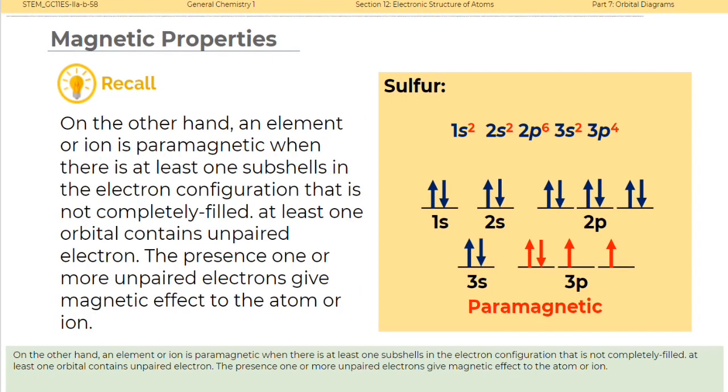On the other hand, an element or ion is paramagnetic when there is at least one subshell in the electron configuration that is not completely filled. At least one orbital contains an unpaired electron. The presence of one or more unpaired electrons gives a magnetic effect to the atom or ion.